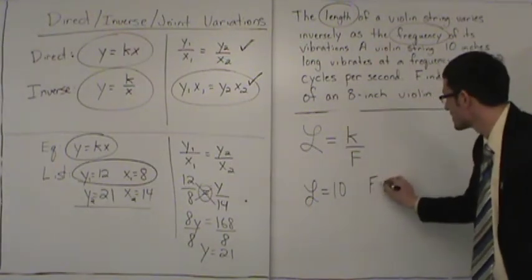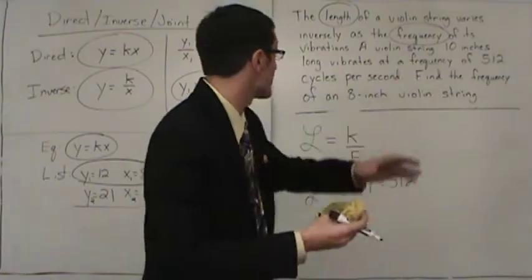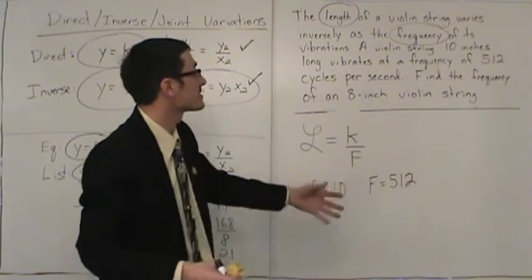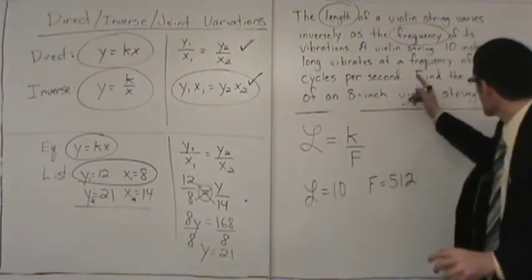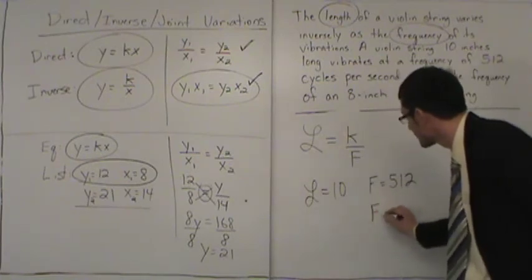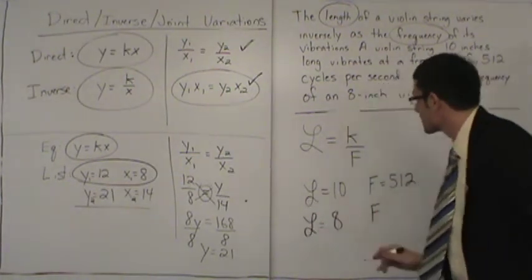So frequency is 512. Now I'm telling you guys, this is a test question. This is on the test. So take notes on this. I'm giving away a test question right here, guys. Okay, now what else? Find the frequency of an 8-inch violin string. So find the frequency, we don't know F, of an 8-inch violin string. 8 inches is your length. So do we have a list?